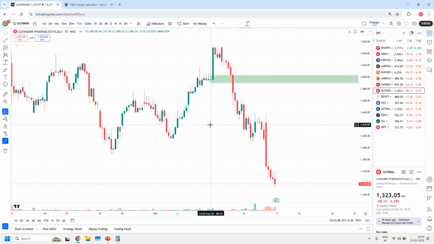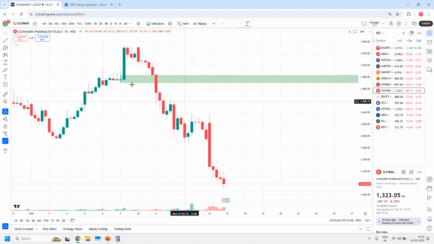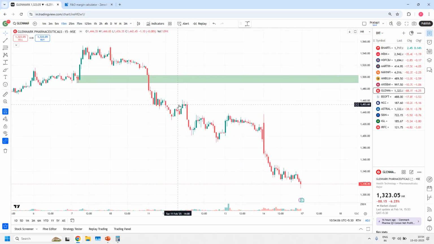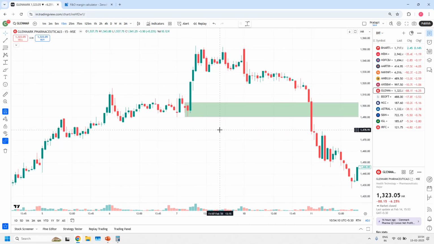Next one is Glenmark. Glenmark also, see here rally, base, rally. This is violated. That way the 75 minutes trend is changed. Now this stock no more. But what about our 15 minute zone? Our 15 minute zone is easily stopped out. First of all, can we plan a trade in this stock? If a fine-tuned 5 minute zone is there, we will plan.